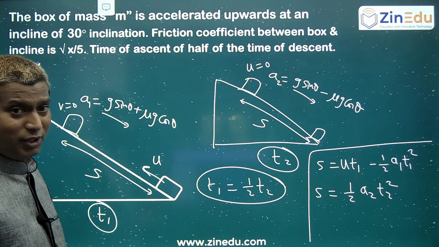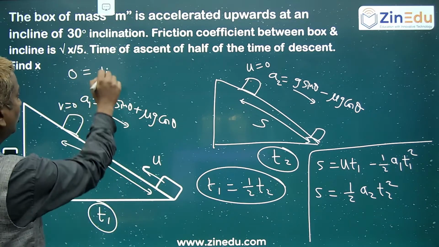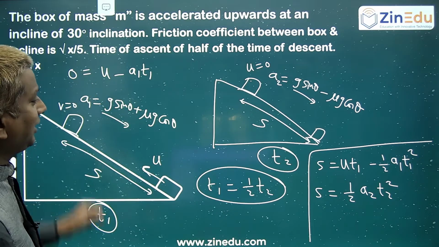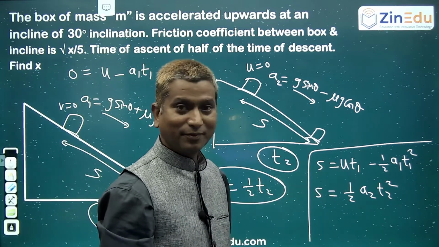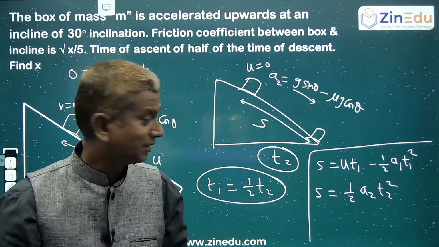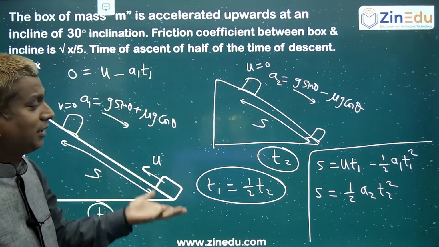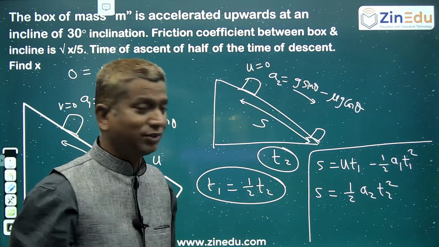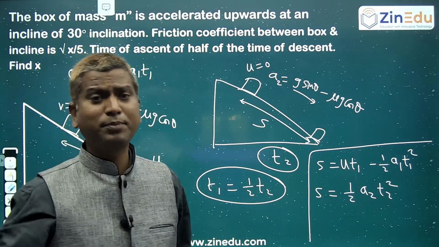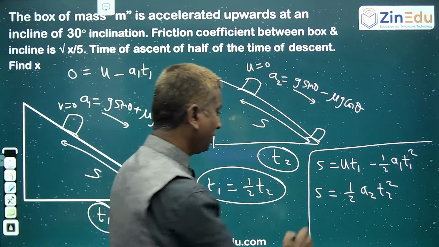Because final velocity is 0, v is equal to 0 is equal to u minus a1 t1, right? In place of u, you can write a1 t1, because you don't want this u. Everything you want is accelerations and times, correct? So equate these two, and in place of u, you can substitute a1 t1. Then use the relation t1 is equal to half t2. Nicely, put everything in terms of t1 or everything in terms of t2, then you can get the value. See my point?